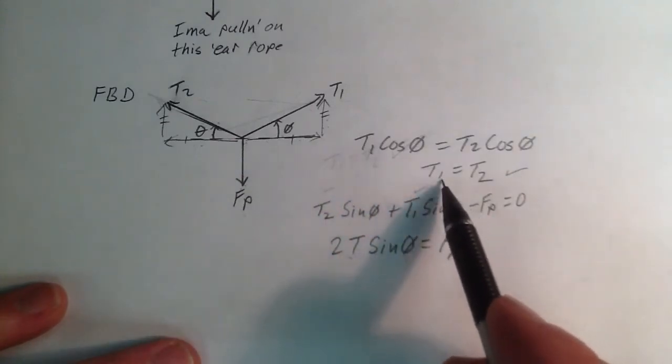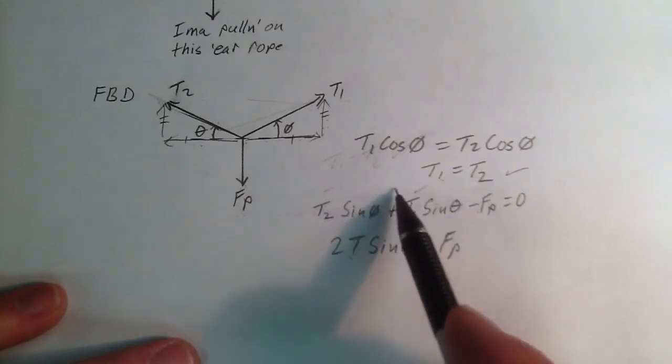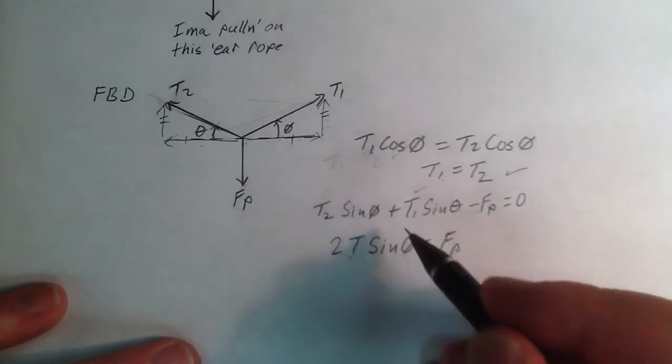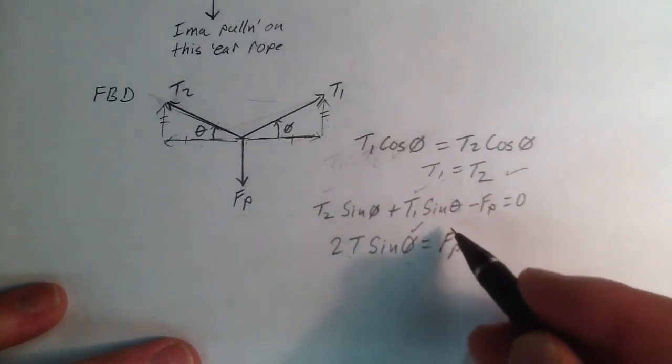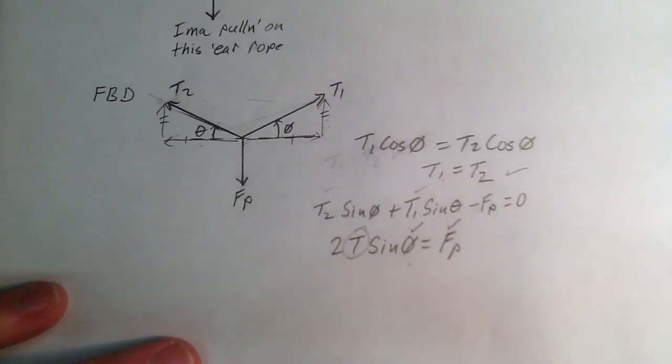Now remember in our first statement here, T1 is equal to T2. So I can combine these as like terms. And then I get here, okay, this is given in the problem, this is given in the problem, this is my only unknown. So we've got a simple algebra problem.